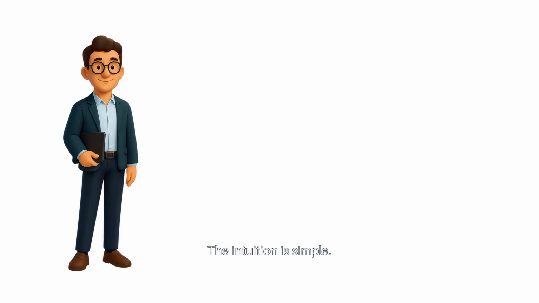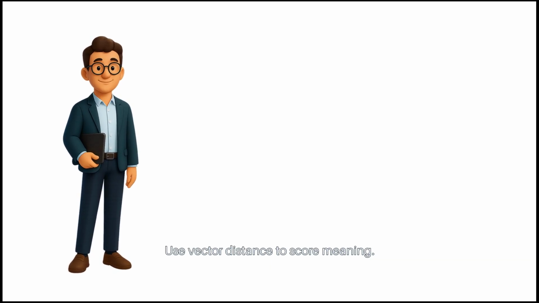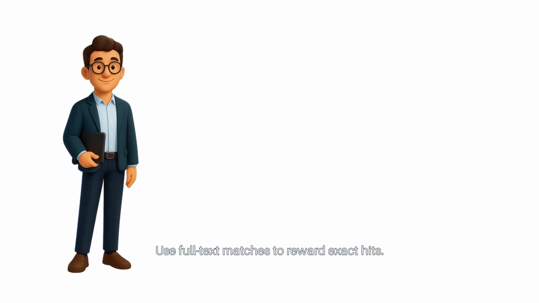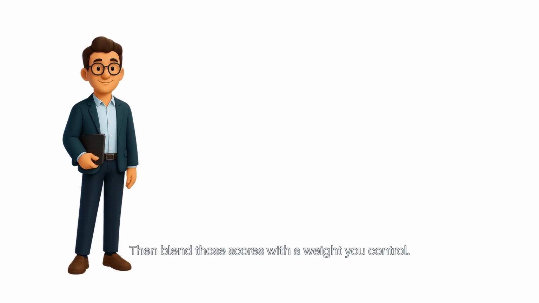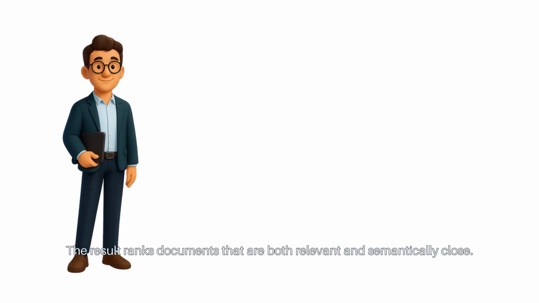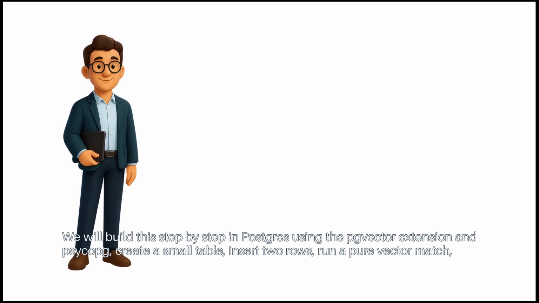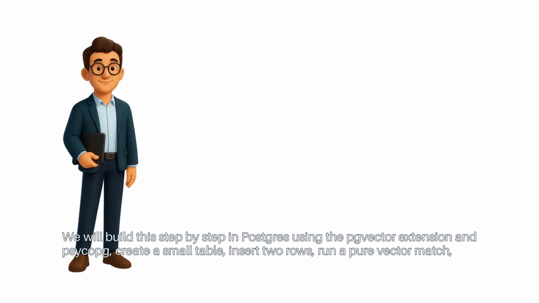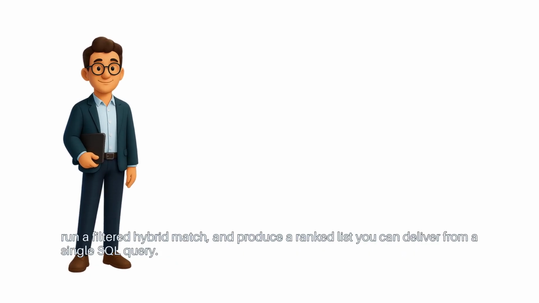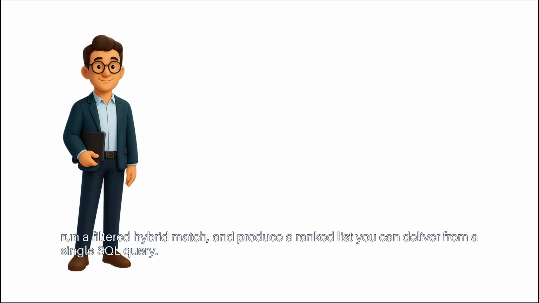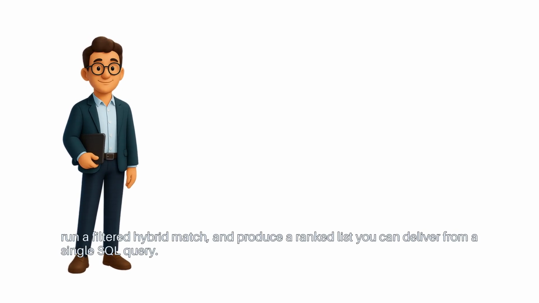The intuition is simple. Store embeddings alongside text. Use vector distance to score meaning. Use full text matches to reward exact hits. Then blend those scores with a weight you control. The result ranks documents that are both relevant and semantically close. We will build this step by step in Postgres using the pgvector extension and psycopg. Create a small table, insert 2 rows, run a pure vector match, run a filtered hybrid match, and produce a ranked list you can deliver from a single SQL query.